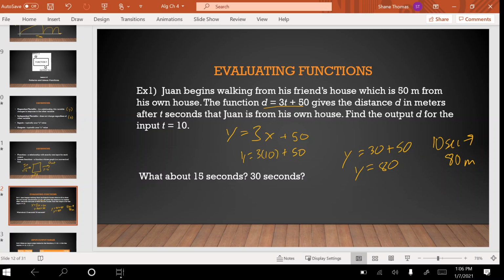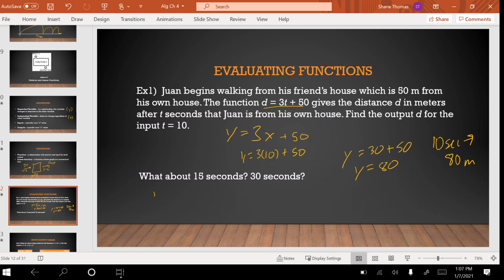80 meters. Okay, does that make sense? Okay, that just represents how far he's going over time, that function. All right, in 10 seconds, he went 80 meters. All right, what about 15 seconds?